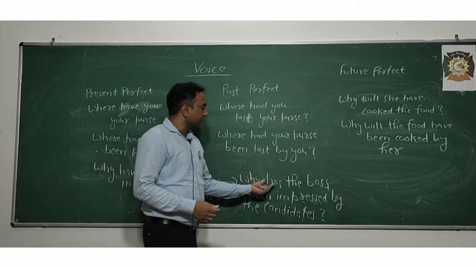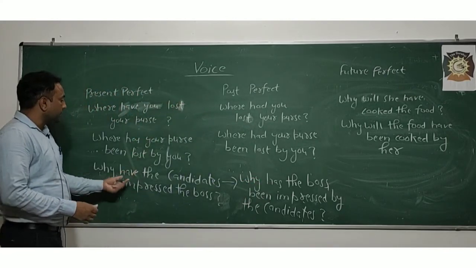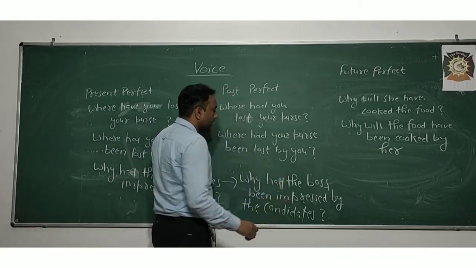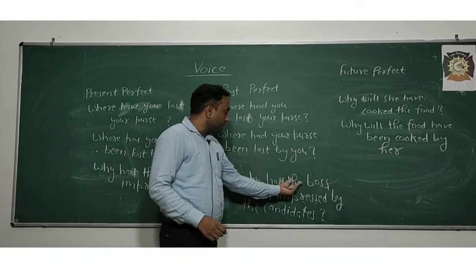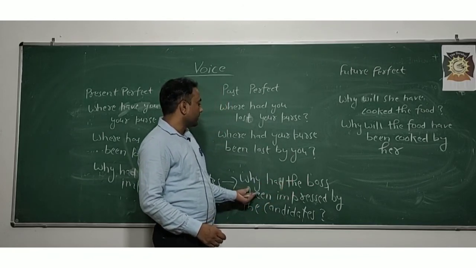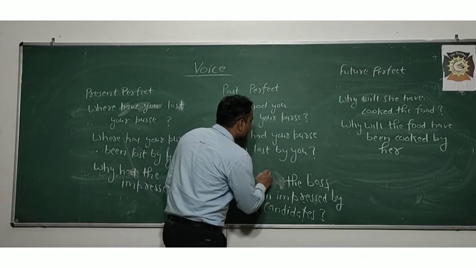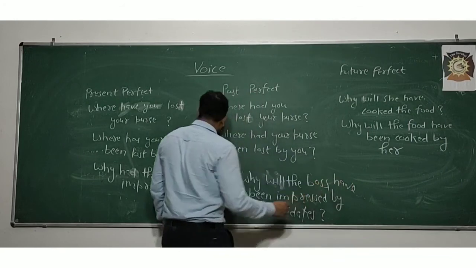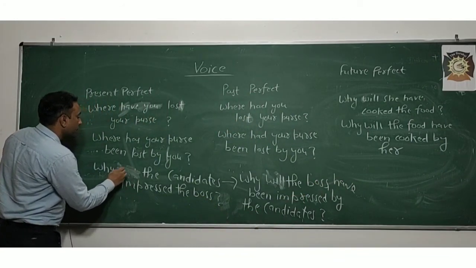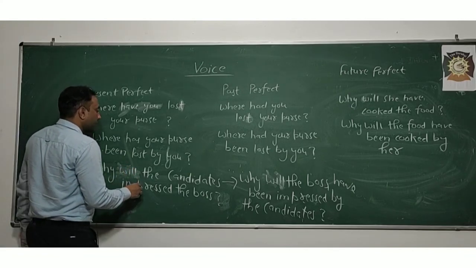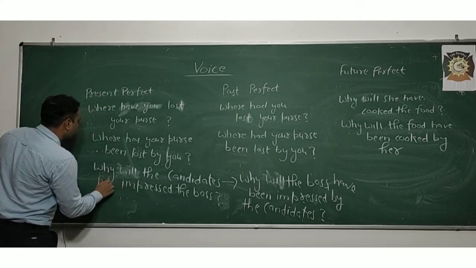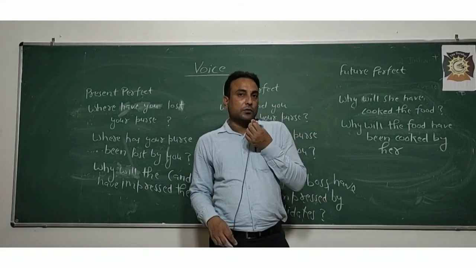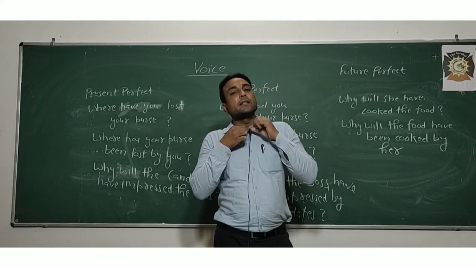And if you have to make it interrogative, and change the sentence into passive, then you will use had here. And if you have to change it, so why will the boss have been? Why will the boss have been? So we will add have been here. And how to change? Why will the candidates have impressed the boss? So this is the way how to change interrogative sentences into passive voice.